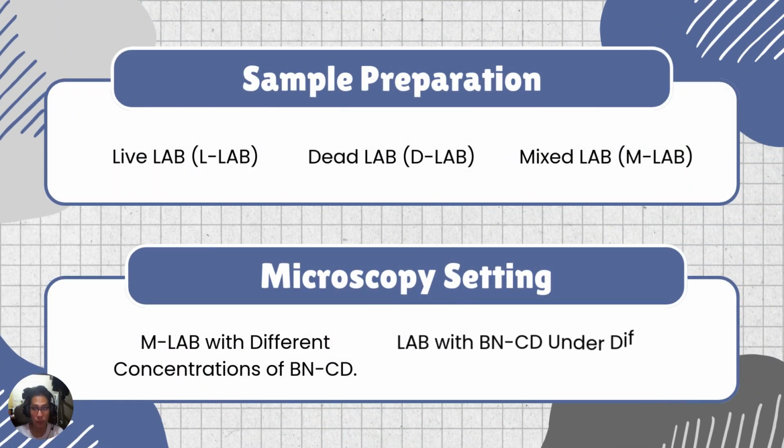The preparation of LAB cells was divided into three groups: live LAB, dead LAB, and mixed LAB. The microscopy was done either with mixed LAB at different BNCD concentrations, or with LAB at different excitation wavelengths, namely UV at 350 nanometers, blue at 480 nanometers, and green at 530 nanometers.